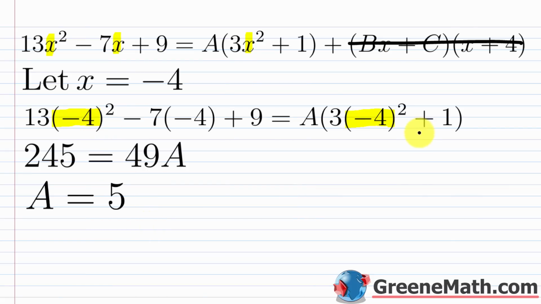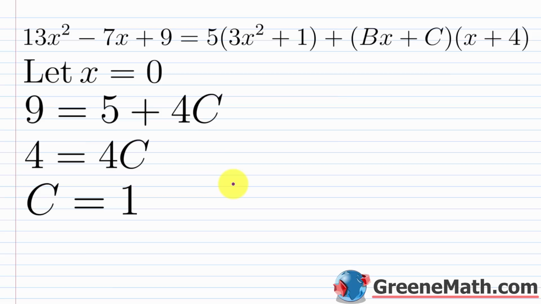So once we plug in and simplify, we're going to get 245 on the left is equal to, on the right, 49A. Divide both sides by 49. You're going to get A is equal to 5. All right, now that we know that A is equal to 5, we're just going to replace that right here in our equation. And then what we're going to do next is let x be equal to 0. Notice that if we did that, this right here is going to get eliminated. So the only thing you have left in the equation is C, and so you'll be able to solve for that.